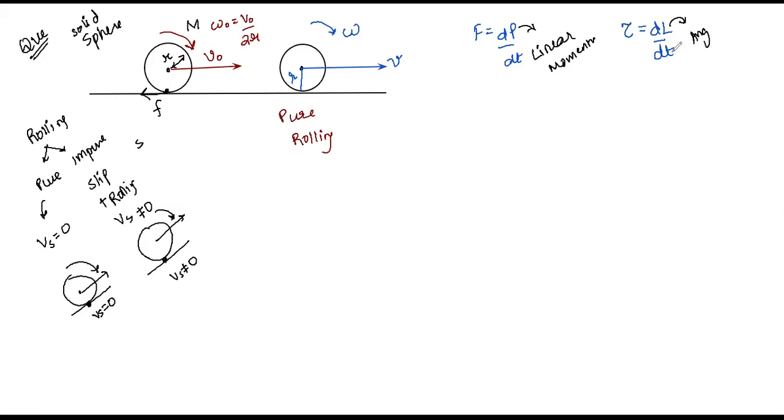Now, tell me one thing. If force becomes zero, what does this imply? P is constant. Very good. So let's say if torque becomes zero, what does this imply? Then angular momentum is constant.